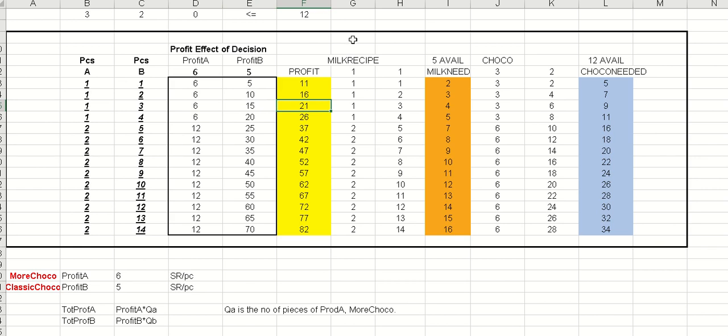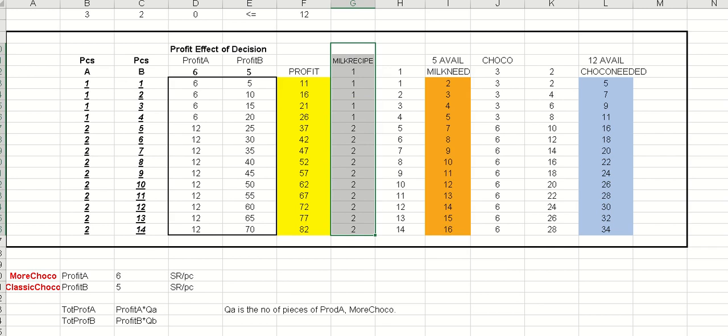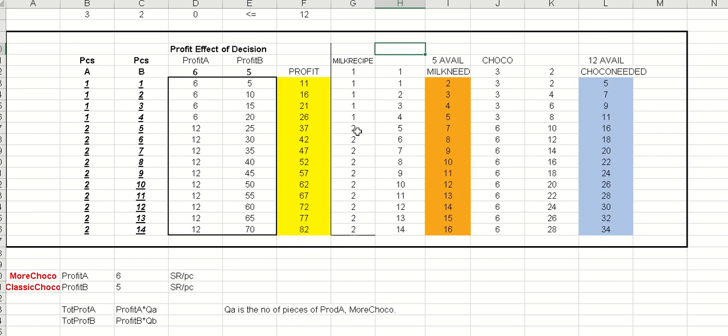So we now make this smaller because this is another issue here. On the left border. All right. So here we now talk about the recipe. This is the milk recipe, milk required, for either product A or product B. Product A, product B.